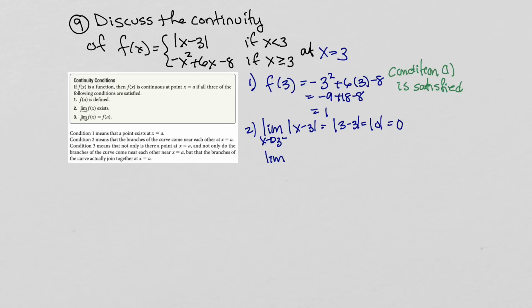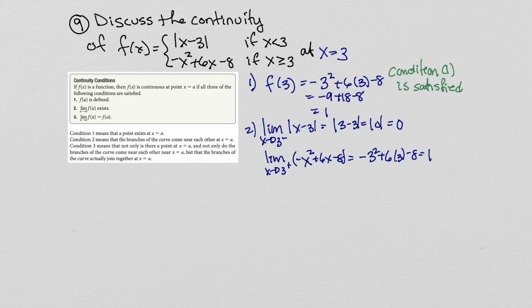Now let's look at what happens as x approaches 3 from the right. As we approach from the right, we're at values bigger than 3, so we're going to use this piece of the function right here. What we're going to use then is negative x squared plus 6x minus 8. If we put 3 into this polynomial function, we'll get negative 3 squared plus 6 times 3 minus 8. This turns out to be 1.